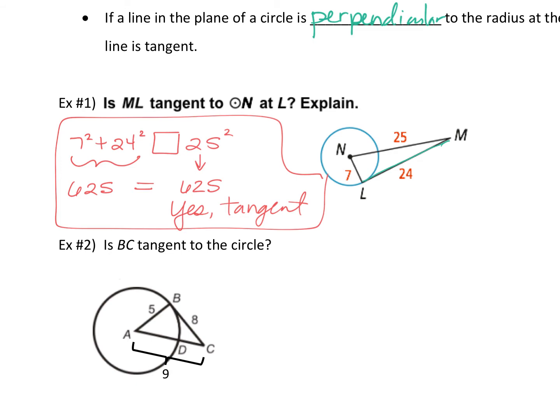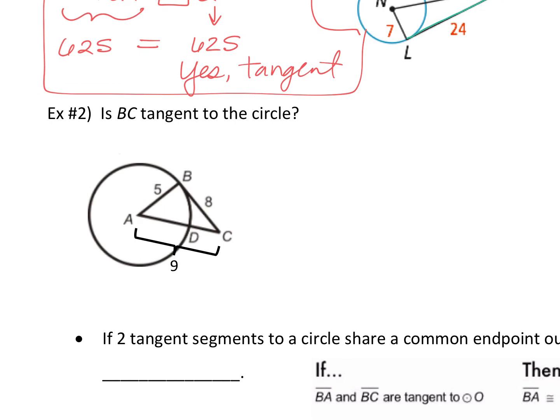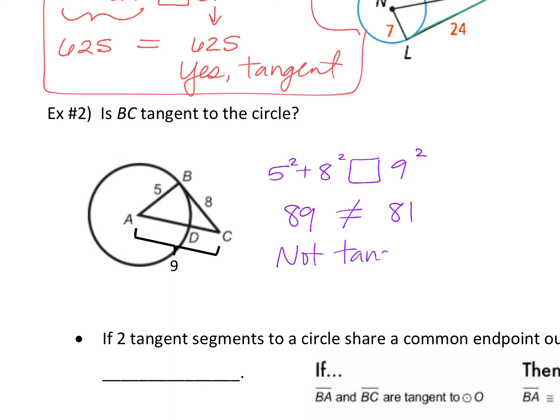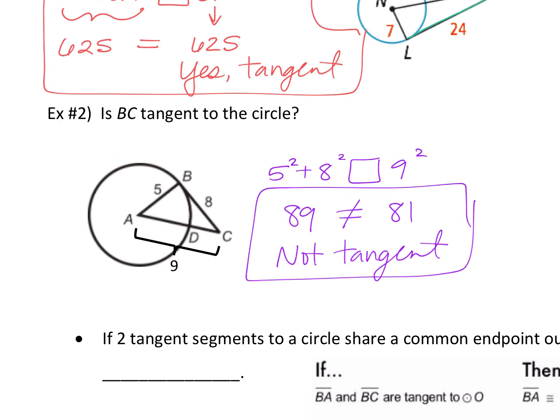Okay, so what do you do on number 2? Is BC tangent to the circle? How do you tell? 5 squared plus 8 squared would have to equal 9 squared, okay? So plug that in. 5 squared plus 8 squared is 89. 9 squared is 81. Those are not equal. So is it tangent? You would say these are not tangent. So it has to fit in the Pythagorean theorem if it's going to be tangent. Okay?